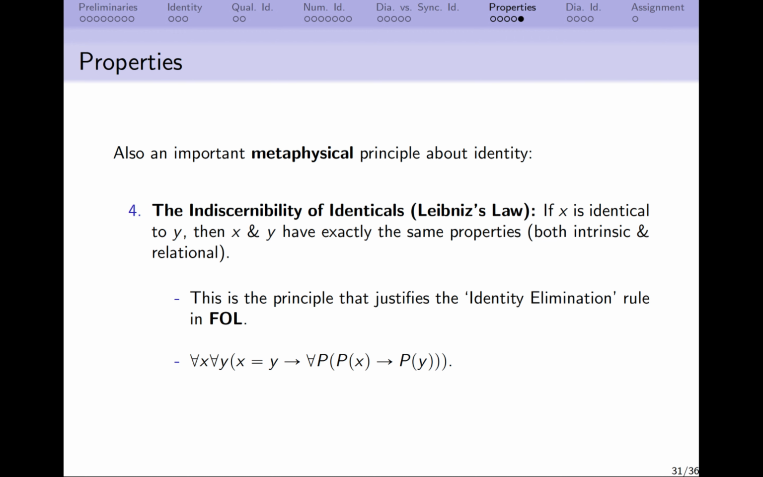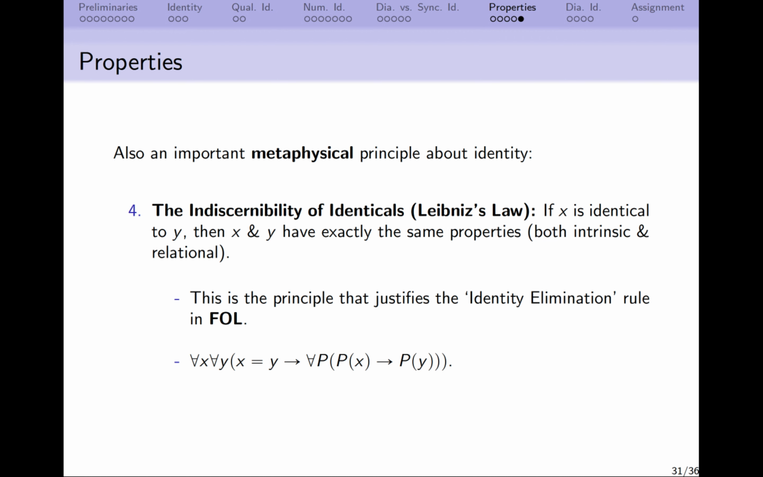For those of you who have studied formal logic, first order logic, this principle of indiscernibility of identicals is the principle that justifies the so-called identity elimination rule in first order logic. Basically, that rule says that if you know that object A has some property P, and you know that object B is identical to object A, then you can infer that object B also has property P, which seems reasonable enough, whether it's a relational property or an intrinsic property. Don't worry about that if you did not study first order logic. It's just a point of interest for those who did.